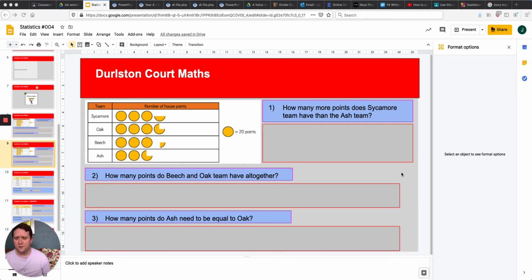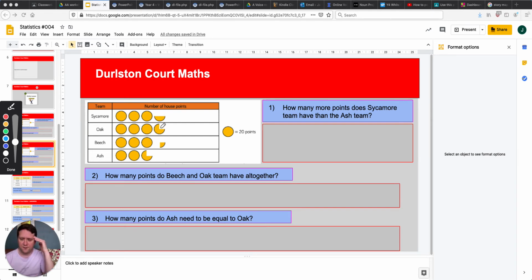So Sycamore have got, this gets even trickier because there are half shapes going on as well. So each circle represents 20. So if we can count in our 20s, this makes it easier. So we've got 20, 40, 60. Now half of the circle is going to be half of 20. Half of 2 is 1, so half of 20 is 10. So this one here must represent 10. So we've got 20, 40, 60, 70. So we know Sycamore has got 70 house points.